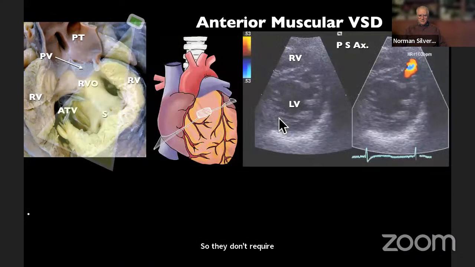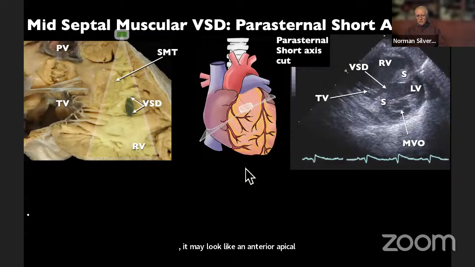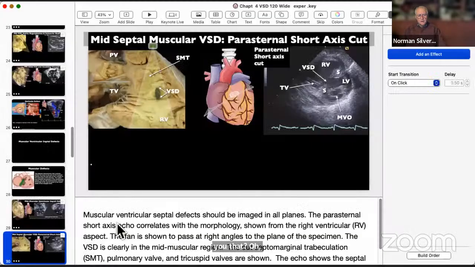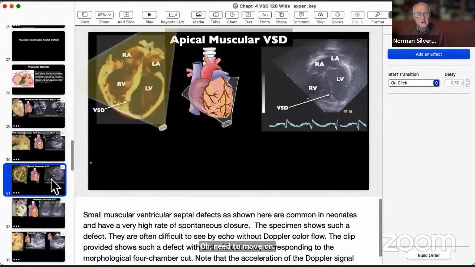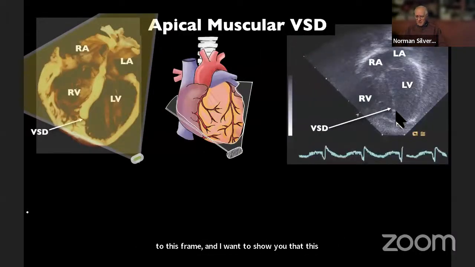Now, the other thing about them is when you see this in a 4-chamber view, if you get a 4-chamber view that is not truly apical, it may look like an anterior apical ventricular septal defect. Let me just see if I can show you that. Oh, I've done something wrong here. Just let me get back to that. Here we are. Excuse me. Yes, I want to go back to this frame. And I want to show you that this looks like it's an apical defect.